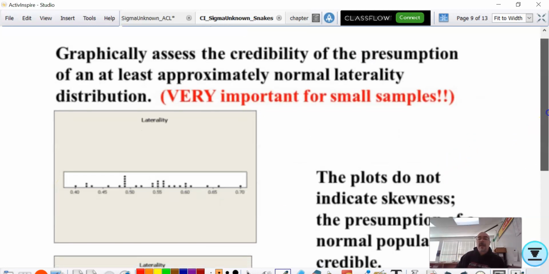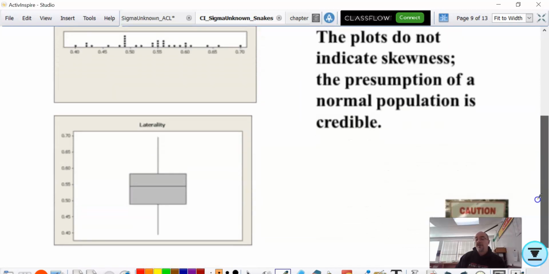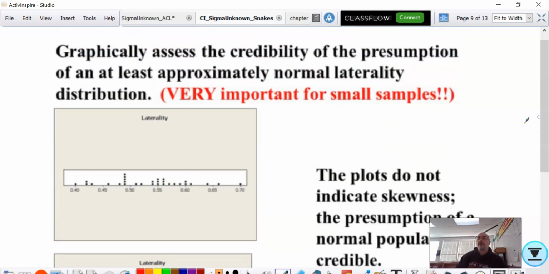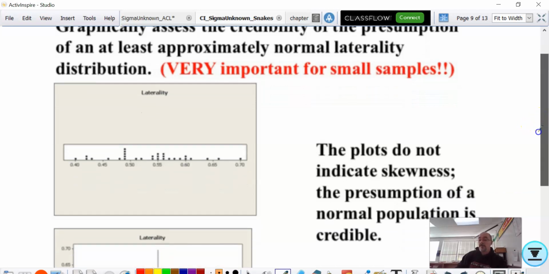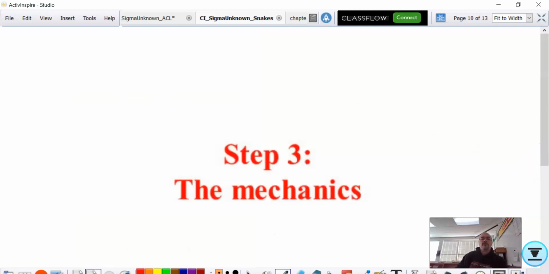Okay, here they actually used a dot plot, and they used a box and whisker. You don't have to use both. I would just use a box and whisker. So graphically assess the credibility of the presumption of an at least approximately normal laterality distribution. Very important, again, for small samples. The plots do not indicate skewness. The presumption of normal population is credible.